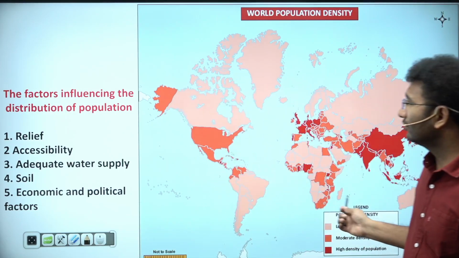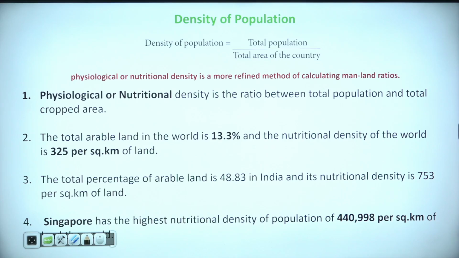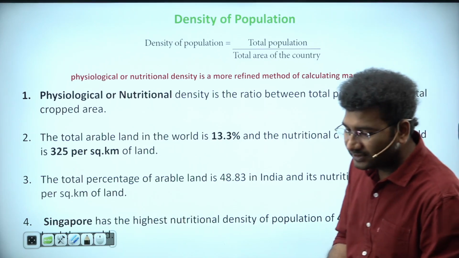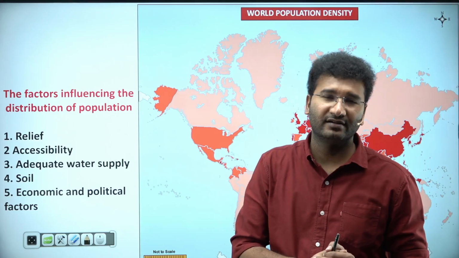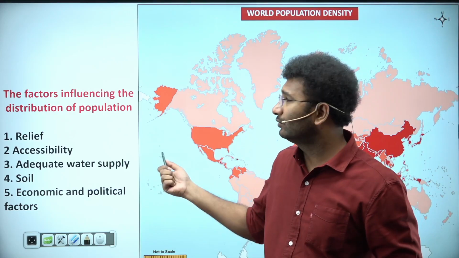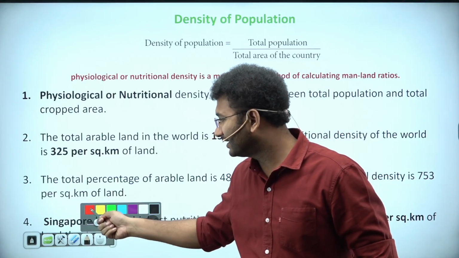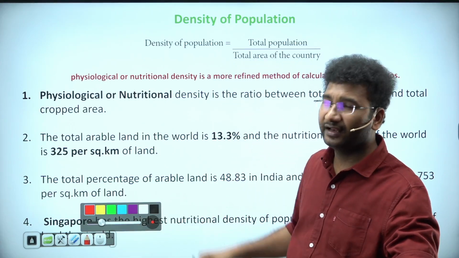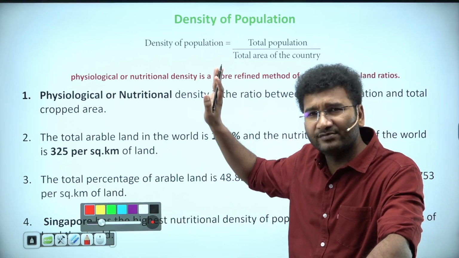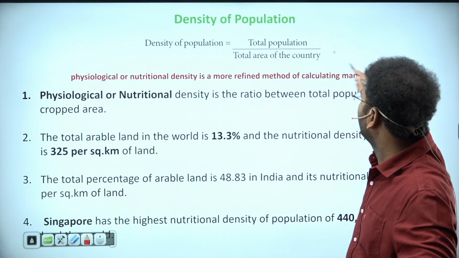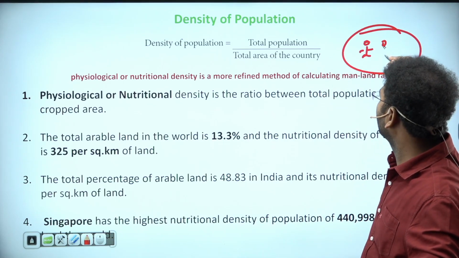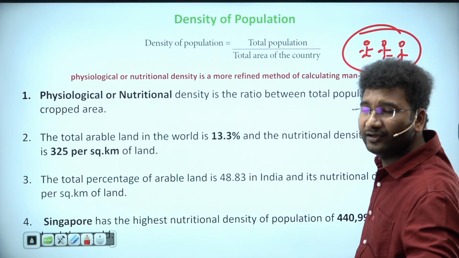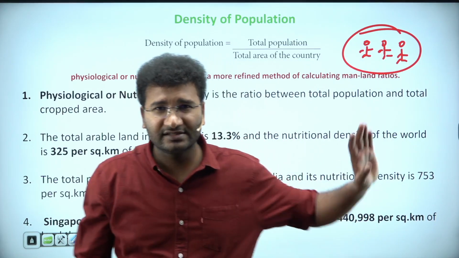So along with this, you also need to know a few definitions, especially the density of the population. Why is this density of population so high in this area? Firstly, you need to know the definition of density to understand this. In general terms, you take a geographical area, and in this geographical area, how many people are living. When you take this into consideration, you think that this is density.